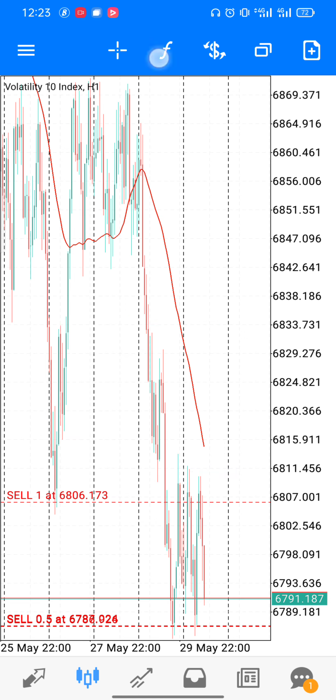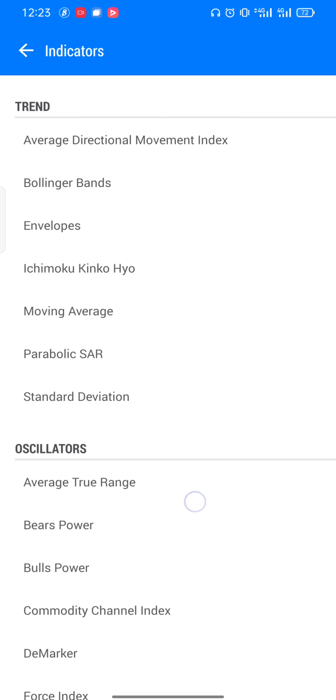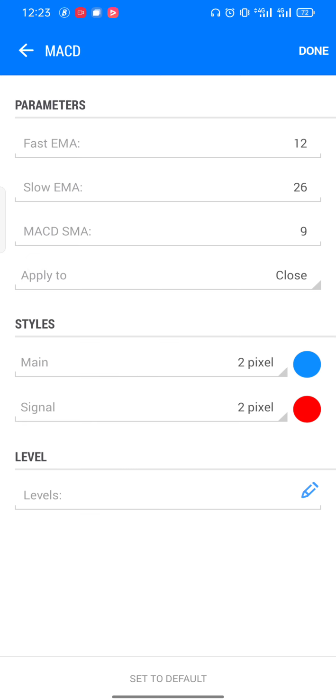The next indicator, which is also the last one, is the MACD. You select MACD and then set the fast EMA to 12, slow EMA 26, MACD SMA 9, apply to close. The main is 2 pixel and the signal 2 pixel. You can use similar colors.